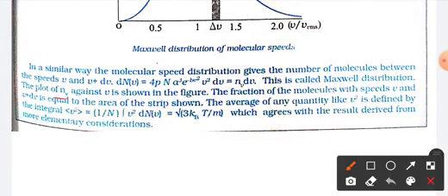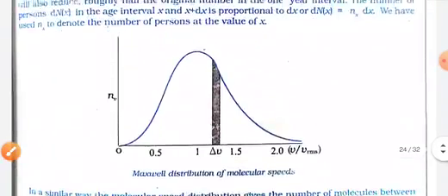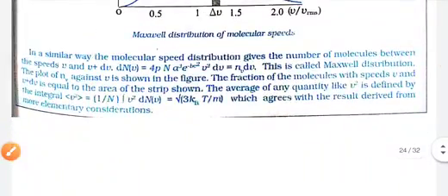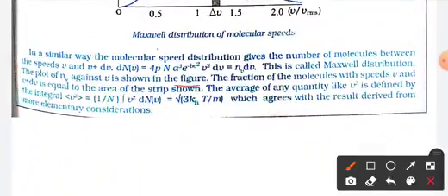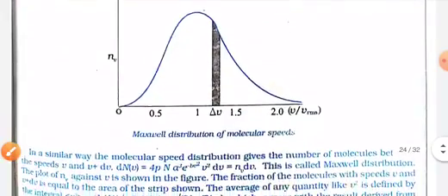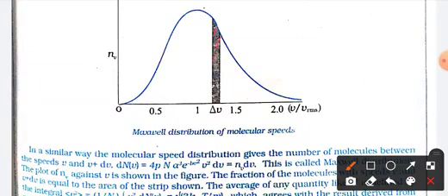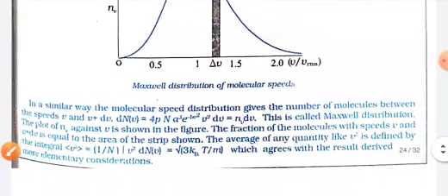The plot of nv against v is shown in the figure, and the fraction of the molecules with speed between v and v plus dv is equal to the area of the strip shown. We can calculate how many molecules are present in the delta v interval. This delta v is the interval of the speeds, because here the variation is the speed. They have different speeds now.